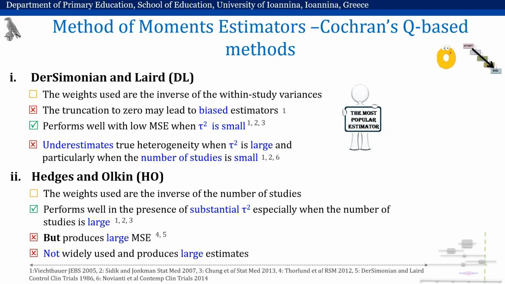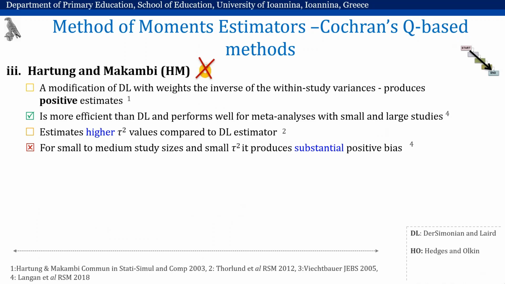On the contrary, the Hedges and Olkin method has been shown to perform well for large heterogeneity, but it also requires, like DerSimonian and Laird, a large number of studies. In general, it is not recommended, as it produces large estimates.